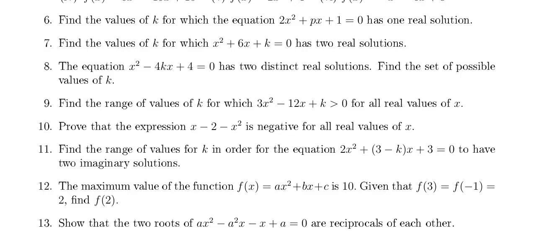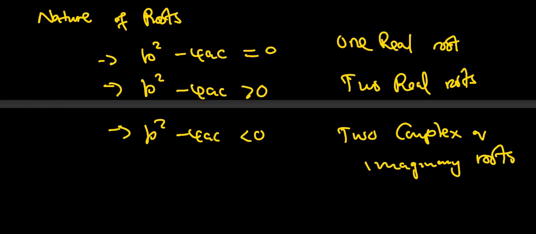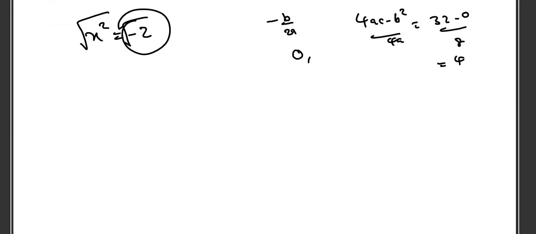So now look at question number 6. They're saying find the values of k for which the equation given here has 1 real solution. If it has 1 real solution, we're dealing with case number 1, meaning the discriminant is equal to 0. The discriminant is just this value found inside the quadratic formula, b squared minus 4ac. So for question 6, b squared minus 4ac must give us 0.